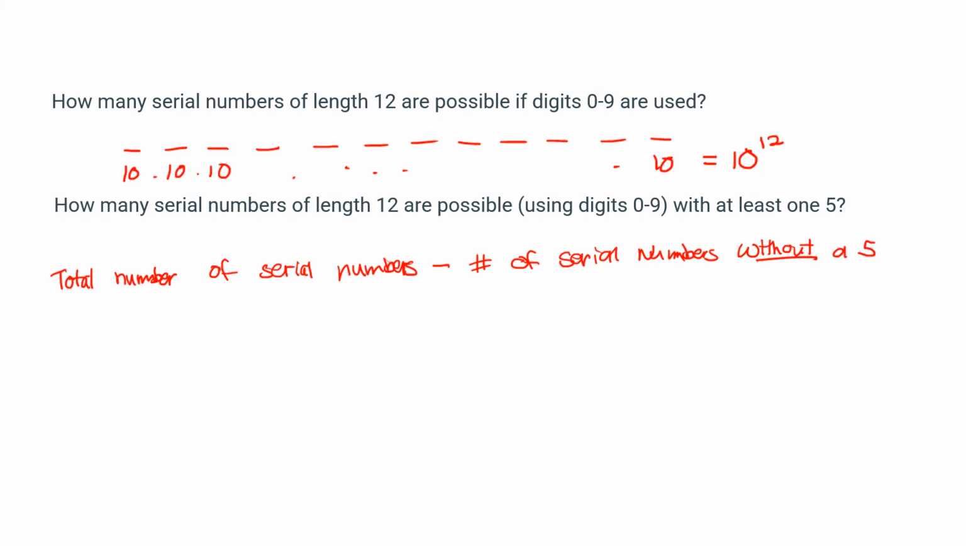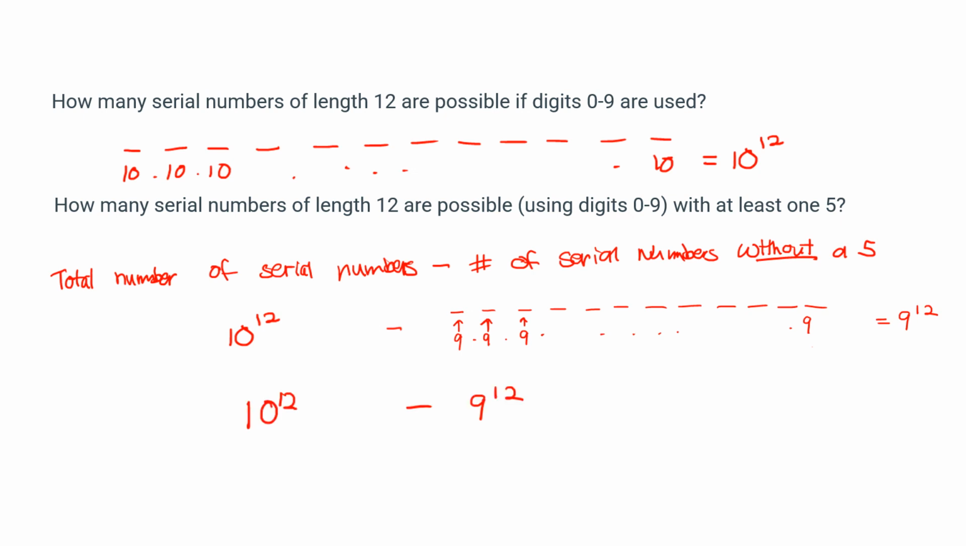How many serial numbers of length 12 are possible using digits 0 through 9 with at least one 5? Well, we could find this: the total number of serial numbers minus the number of serial numbers without a 5. So the total number of serial numbers in general would be 10 to the 12th. Now, number of serial numbers without a 5, we still have 12 slots, but now for each slot, we only have 9 choices, because we could use 0 up through 4 and then 6 up through 9, but the 5 is not possible anymore, so we would be down one choice. So it would be 9 times 9 over and over to end up with 9 to the 12th.